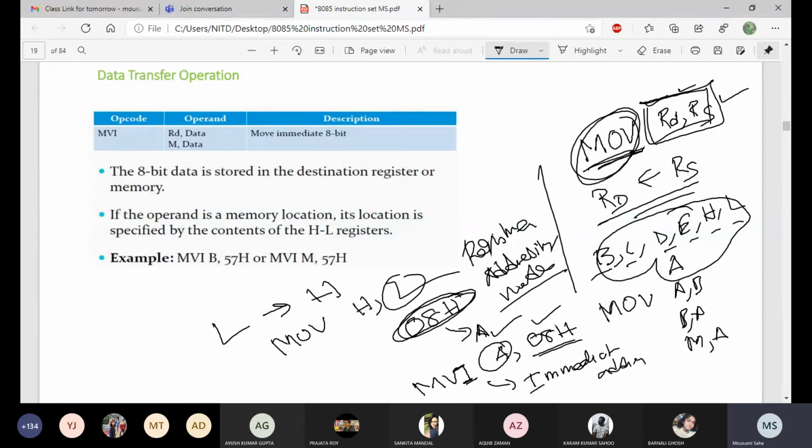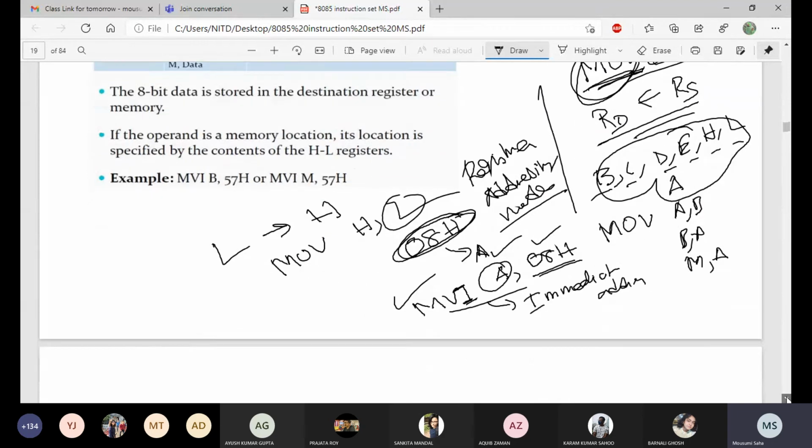Now here we have two instructions: MOV, move, and MVI, move immediate. It is called register addressing, and it is called immediate addressing. Immediate data you can store or transfer into a register. Okay, now there are other types of instructions also.